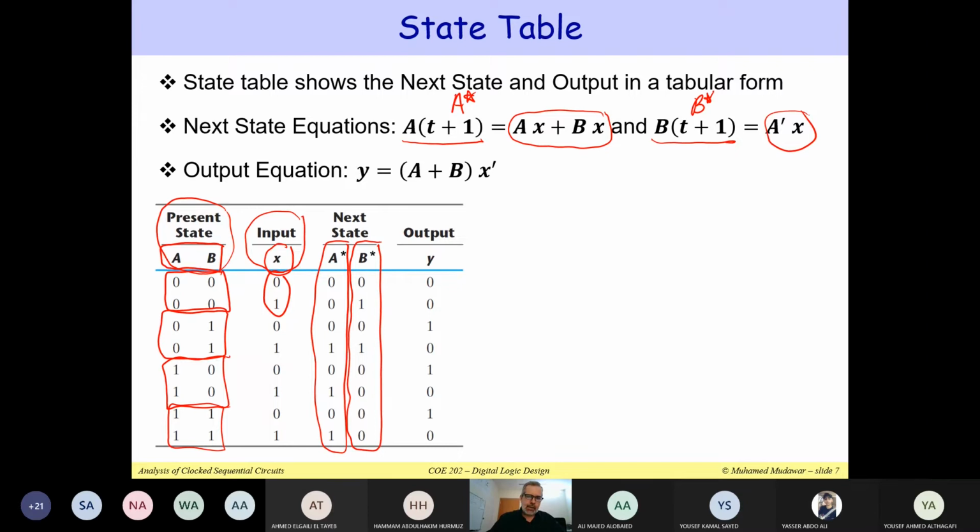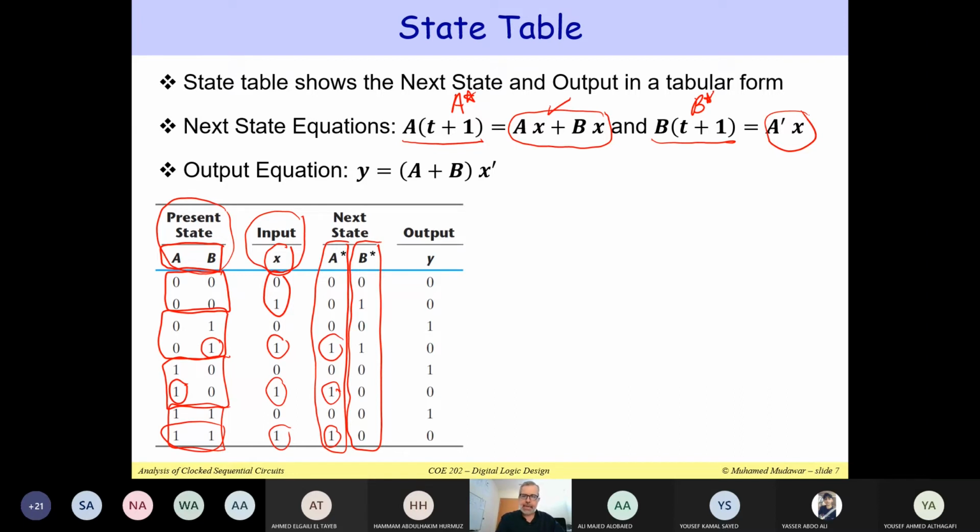In the case of A star, it is A and X or B and X. It depends on A, B, and X. So if you have A and X equal to 1 or B and X equal to 1, you get a 1. Here we have B and X equal to 1. Here we have A and X equal to 1. So you get 1. Here A and B are both equal to 1, and we have X equal to 1, you get a 1. So these are the ones that appear under A star. This is basically the evaluation of this equation. It depends on A, B, and X, so you have to use the present state as if it was an input in the state table.